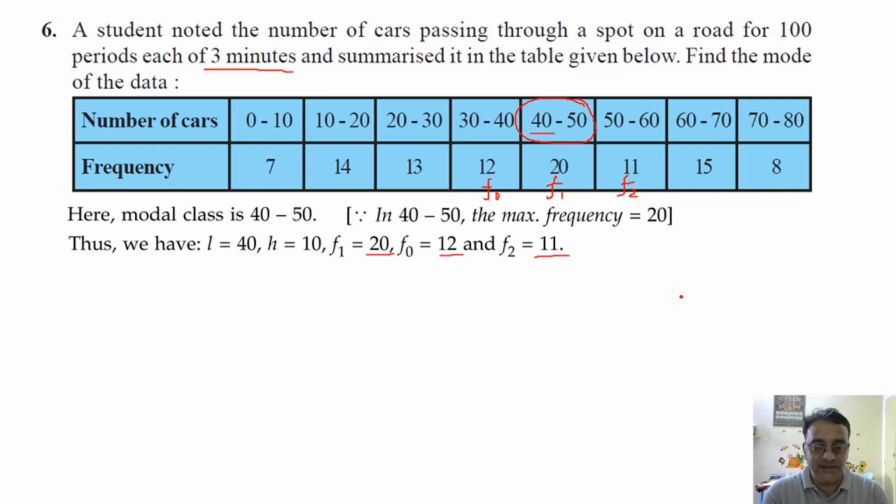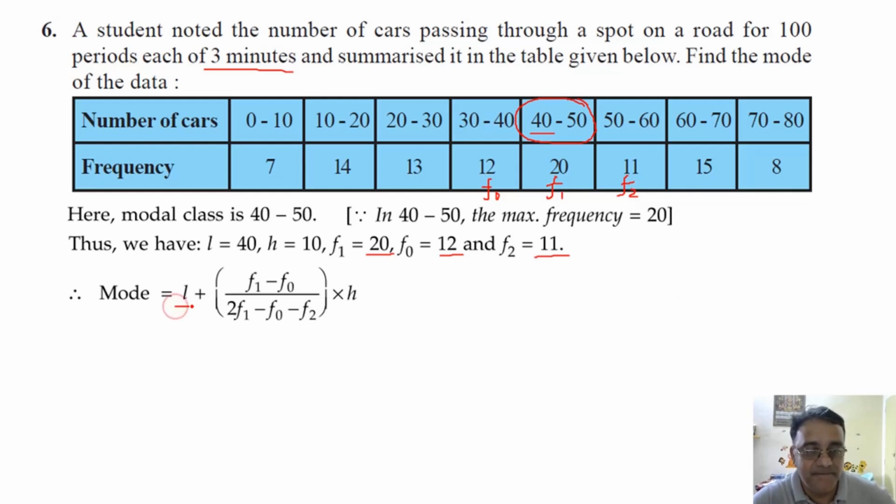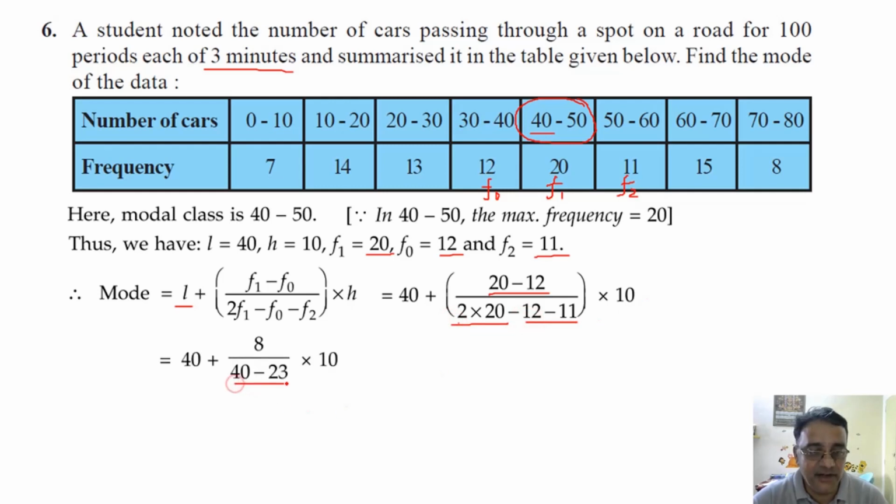After that, what is your next step? Write the formula, then substitute all the values. So 40 plus (20 minus 12) upon (2 into 20 minus 12 minus 11). So this will become 8, and this will become 40 minus 23 into 10. Again 40 minus 23 will become 17. So 40 plus 80 upon 17. Now divide 80 by 17, you will get approximately 4.705.